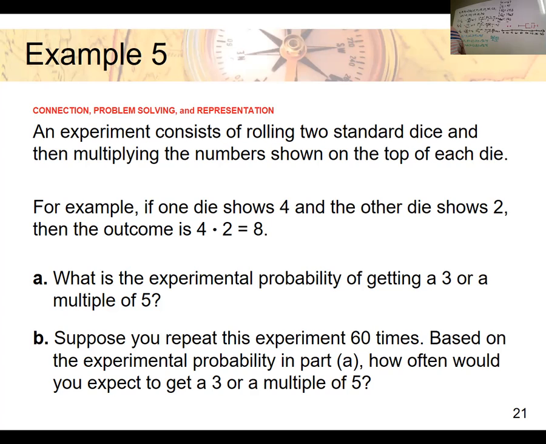Okay. So in part A, they want this. What is the experimental probability of getting a 3 or a multiple of 5? And in part B, it says, suppose you repeat this experiment 60 times. Based on the experimental probability in part A, how often would you expect to get a 3 or a multiple of 5?